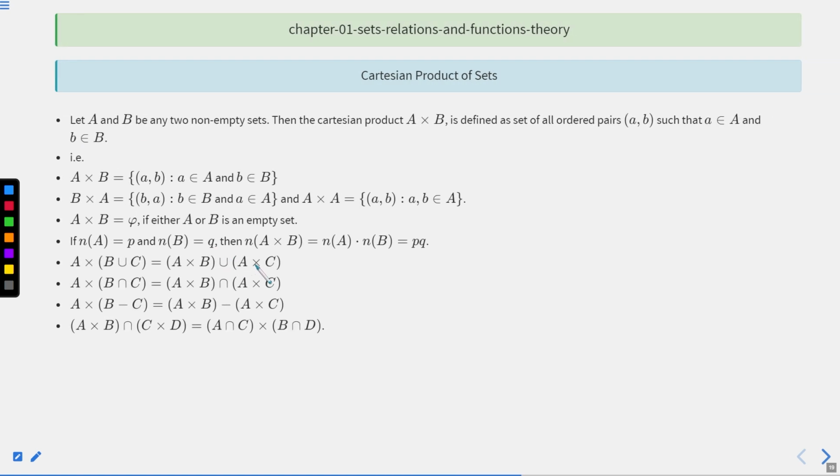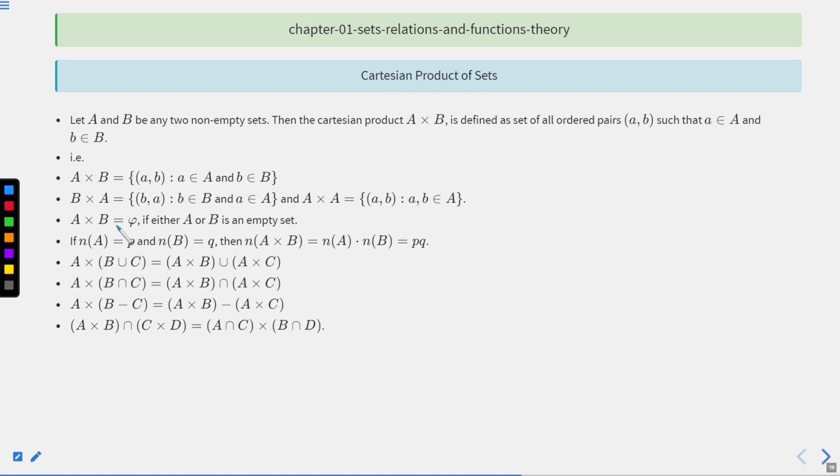Now, Cartesian product of sets. Suppose A and B are two non-empty sets. Then the Cartesian product A cross B is defined as the set of all ordered pairs (a, b) such that a belongs to A and b belongs to B. That is, A cross B is represented by (a, b) such that a belongs to A and b belongs to B. And B cross A can be represented by (b, a) such that b belongs to B and a belongs to A. And A cross A means the Cartesian product of the same set, (a, b) such that a, b belong to A.